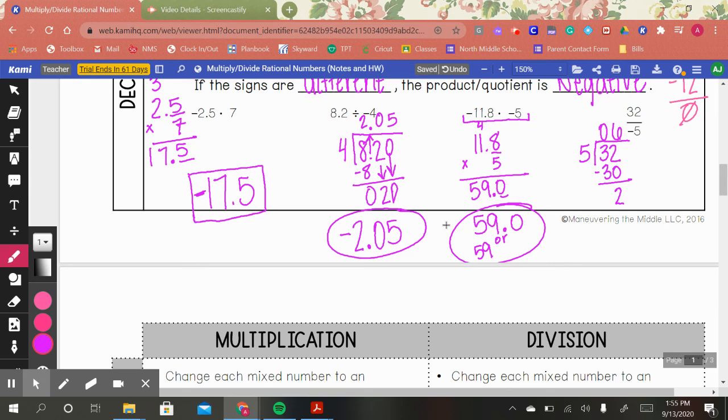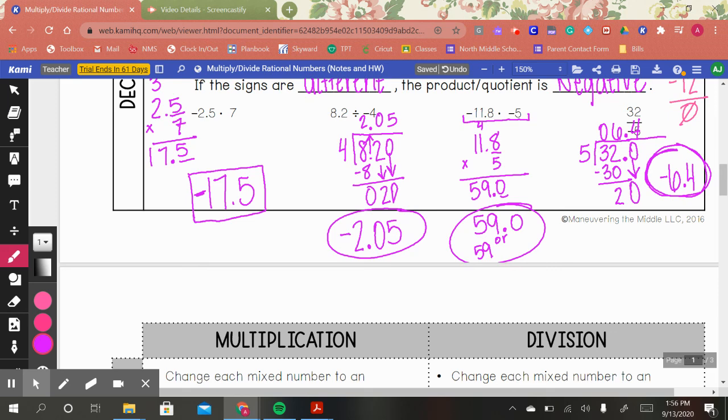Because my division is not done, I need to annex that decimal and that 0. I'm going to bring on my decimal and bring my 0 down. 5 goes into 20 4 times, okay? And I do know this is jumbled, so I'm going to rewrite my answer. -6 and 4/10. And again, it's negative because I have opposite signs. Okay?